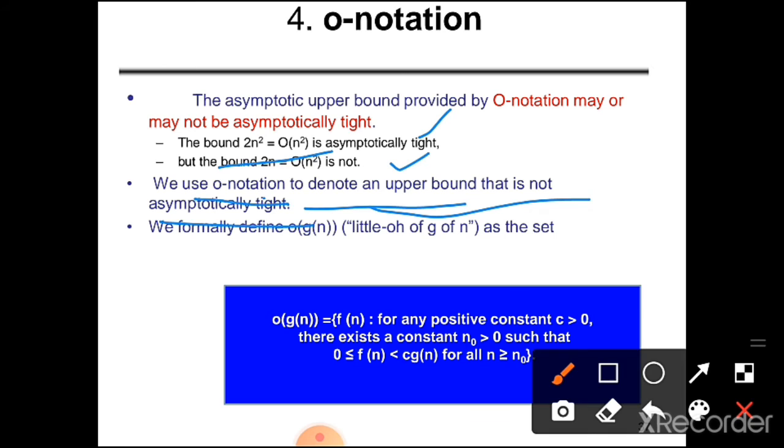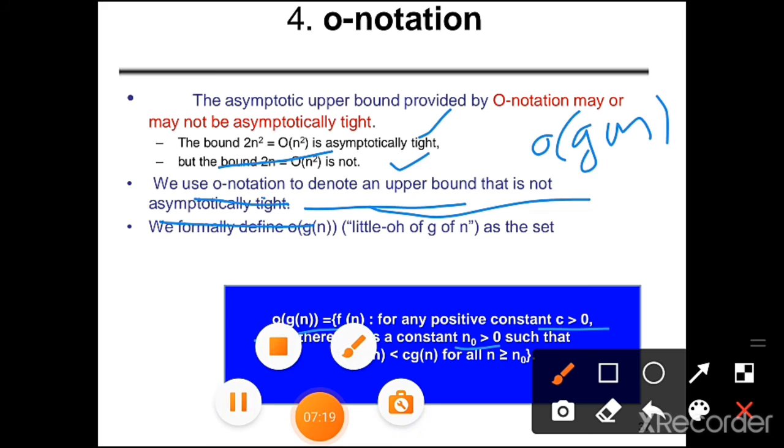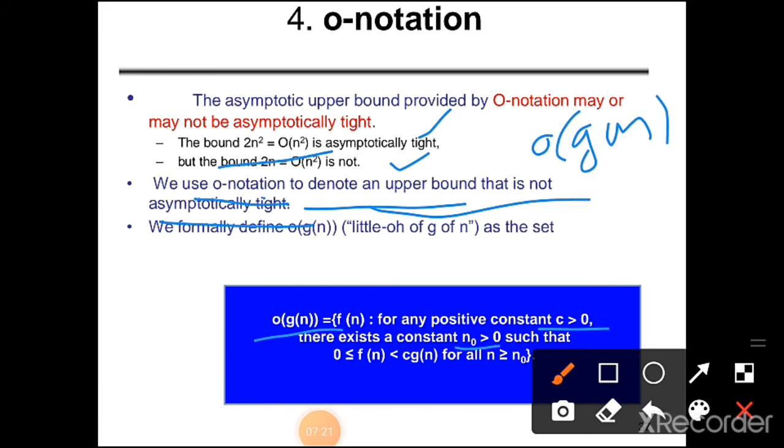Little o is represented as little o of g of n. Here it is represented that little o of g of n is equal to the set of f of n such that for any positive constant c greater than 0, there exists a constant n naught greater than 0 such that 0 is less than or equal to f of n less than c into g of n. In the case of big O of g of n, f of n is less than or equal to.